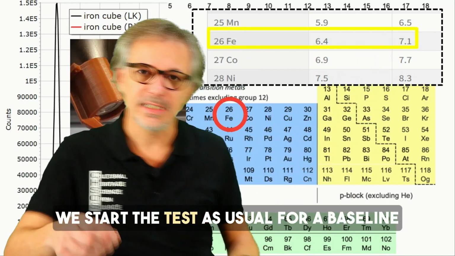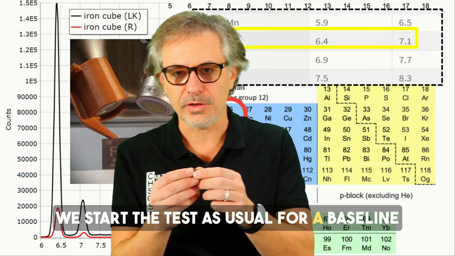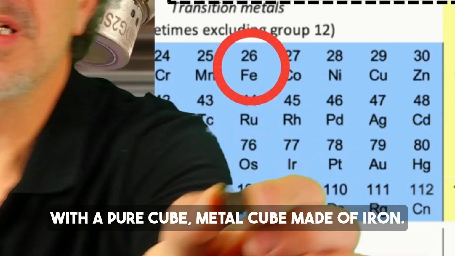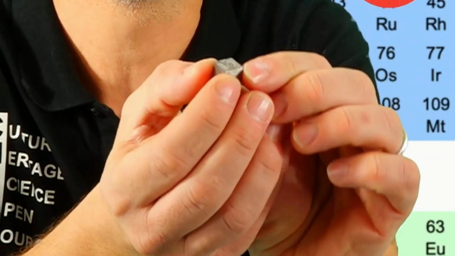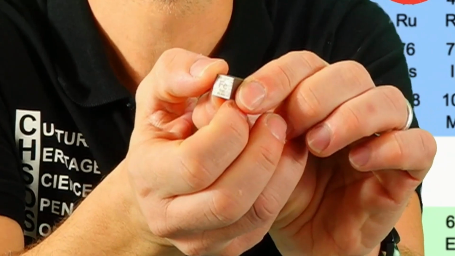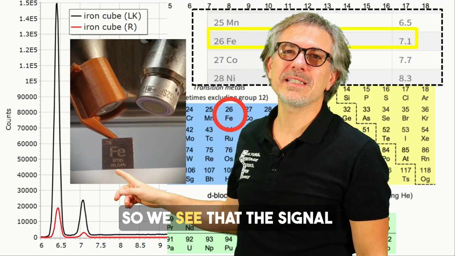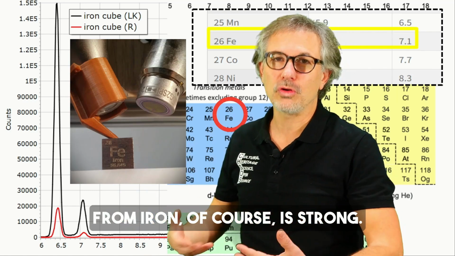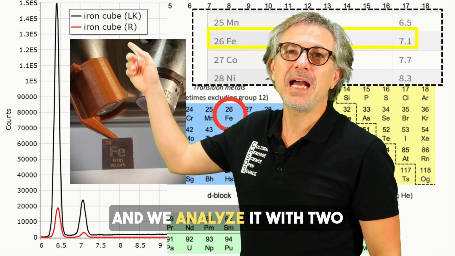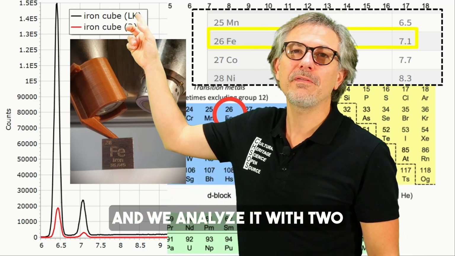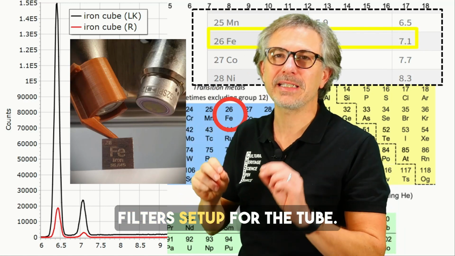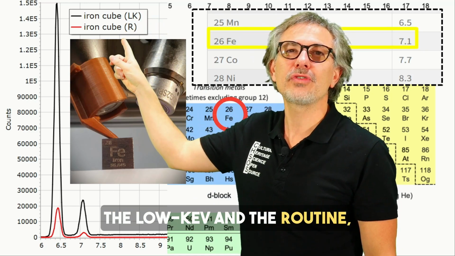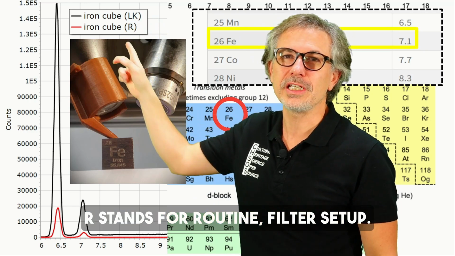We start the test as usual for a baseline with a pure metal cube made of iron. There it is. So we see that the signal from iron, of course, is strong, and we analyze it with two filters set up for the tube: the low K-a-v and the routine, which stands for routine filter setup.